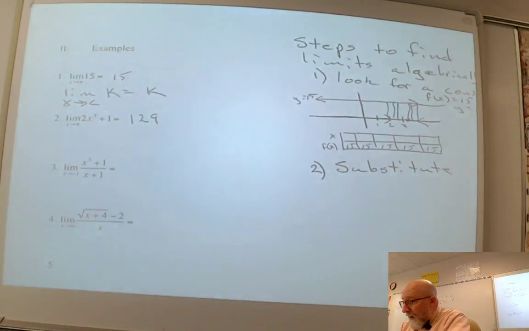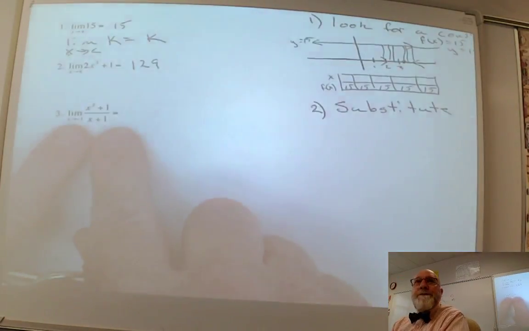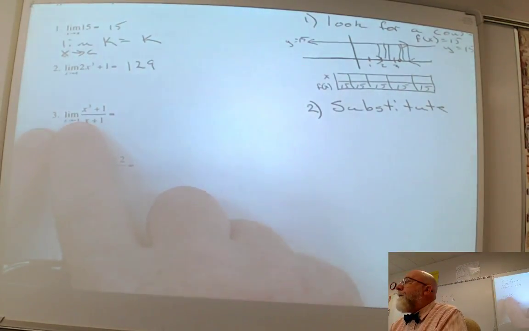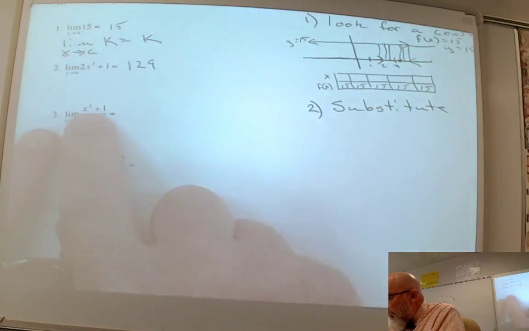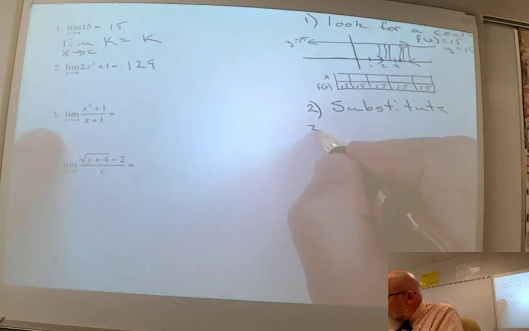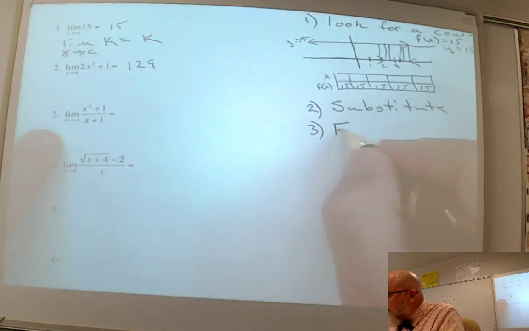Okay? So I look at number 3. And I plug in a -1. I cube a -1, I add 1, I get 0. I take -1 plus 1 and I get 0. I get 0 over 0. Poop. So I go to step 3. Factor.